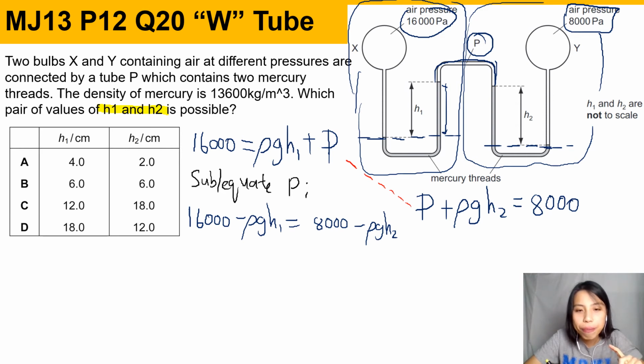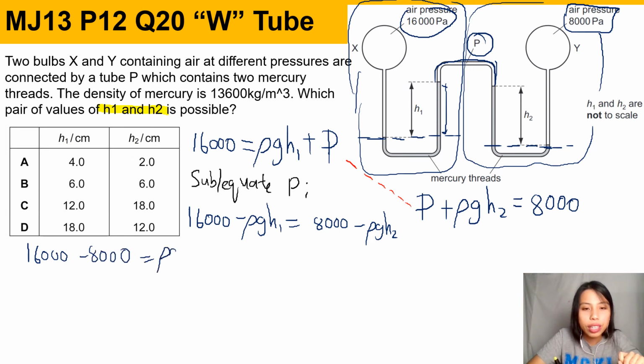What can I do now? Let's try to rearrange everything and make it cleaner a bit. How about that? Okay, so let's move down here. So 16,000 minus 8,000 equals rho GH1 minus rho GH2. So then I will get 8,000 equals rho G (H1 minus H2).